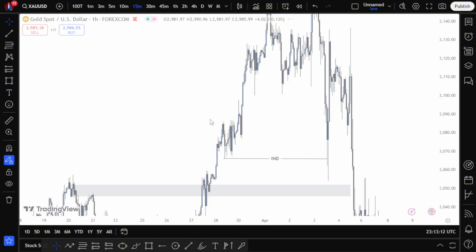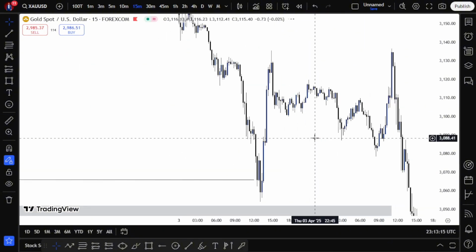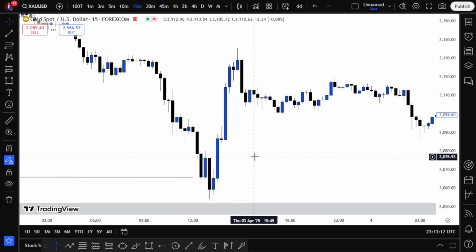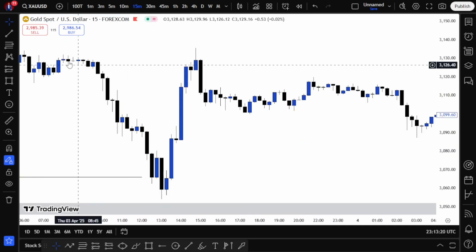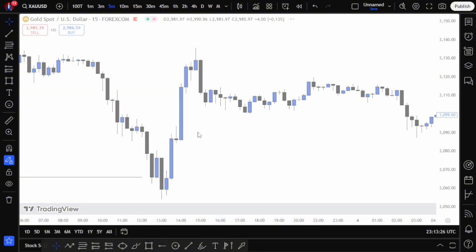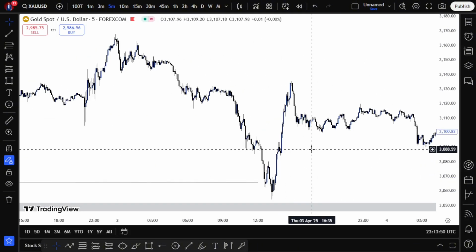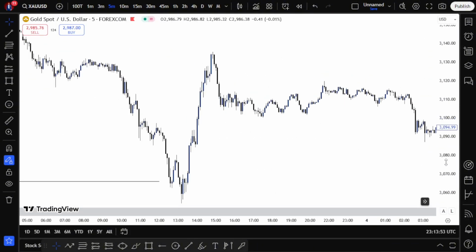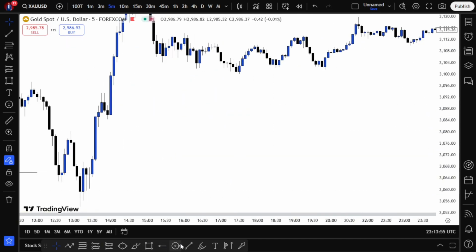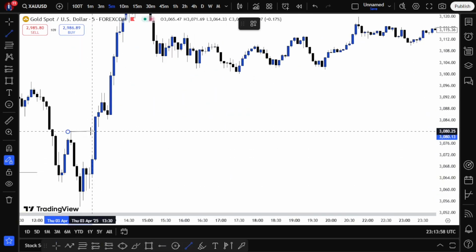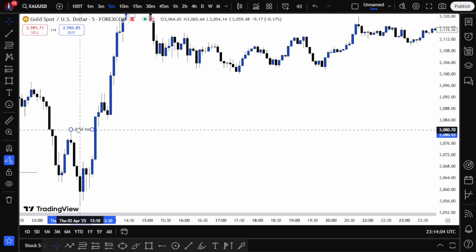So now let's go to the 15 minutes time frame to show you guys exactly what I waited for. I waited for the market to take out this high and this high. Let me go to the 5 minutes time frame. I'm waiting for the market to take out this particular high here. I remember sharing this setup with my VIP members. I remember waiting for the market to break out from this high, and then the market eventually took it out.